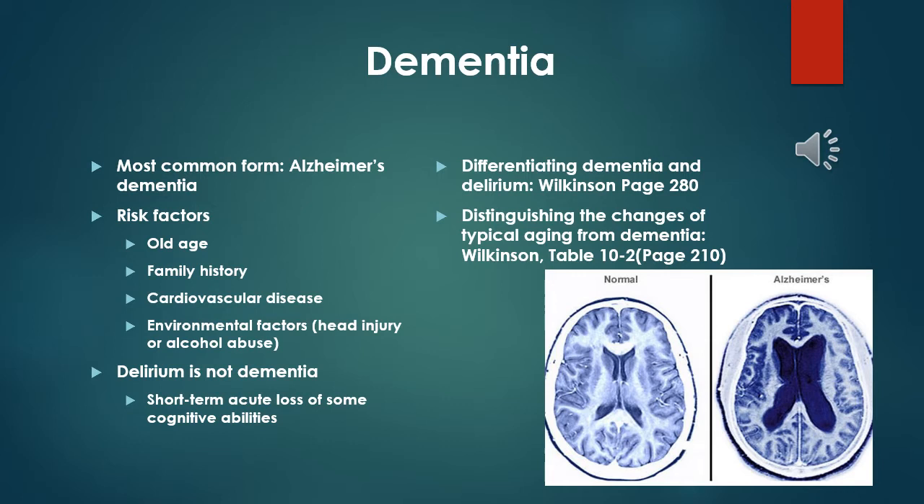Delirium is a short-term acute loss of some of the cognitive abilities that you will likely see with dementia. So to further understand the differences between delirium and dementia, the table in one of your textbooks that I highlighted on your slide goes over it very clearly.